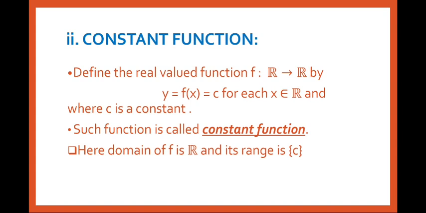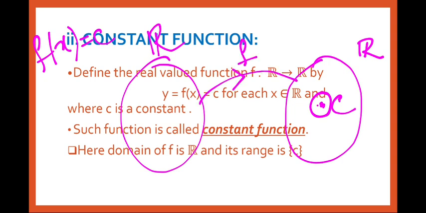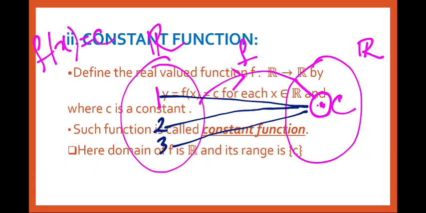So suppose this is the real number set, this is also a real number set. Now choose a particular constant from this codomain. Suppose that constant is c. Here the function is f(x) is equal to c. That means f sends all the elements to a single point c. If you consider 1, f sends 1 to c. If you consider 2, it also goes to c. 3 also goes to c.